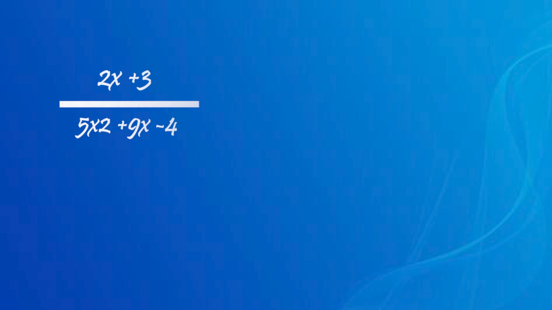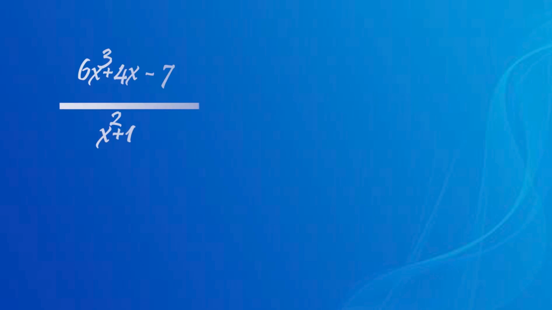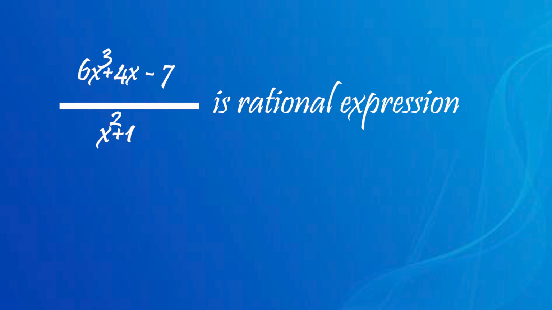The first example, 2x plus 3 over 5x squared plus 9x minus 4. The numerator 2x plus 3 is a polynomial and the denominator 5x squared plus 9x minus 4 is also a polynomial. So this expression is a rational expression. Next example, 6x cubed plus 4x minus 7 over x squared plus 1. Again, this one is a rational expression because the numerator and the denominator are polynomials.